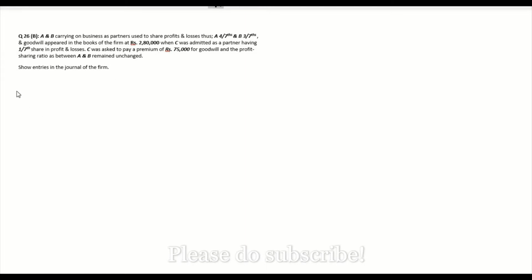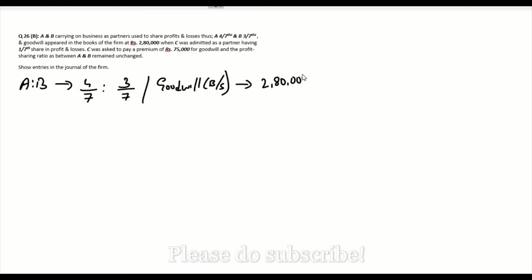Okay, now let's look at this question. Here we have two partners A and B. Their profit sharing ratio is 4/7 is to 3/7, which is 4:3. Then there is goodwill appearing in the books of the firm, goodwill appearing in the balance sheet, that is 2,80,000. C is admitted as a new partner for 1/7 share of profit, for which he is going to bring 75,000 as goodwill.